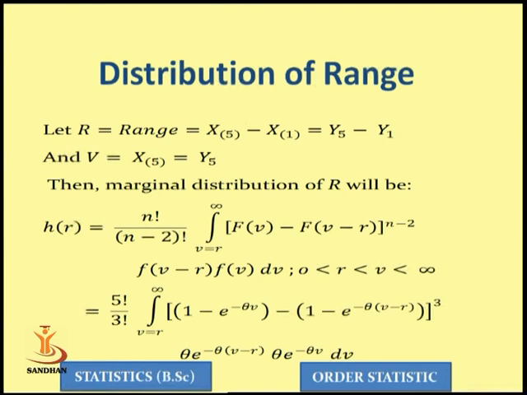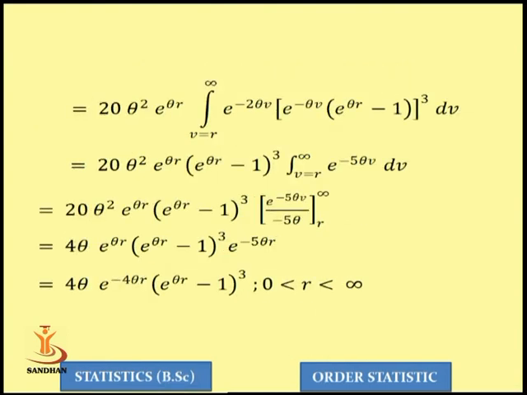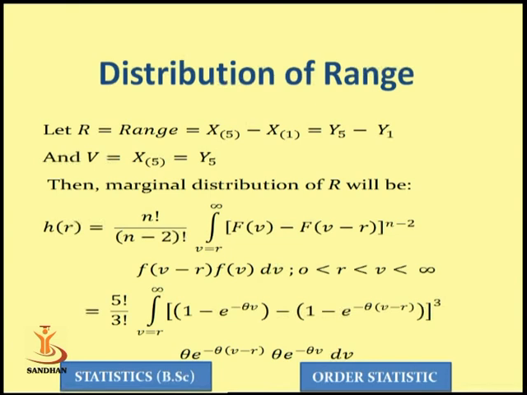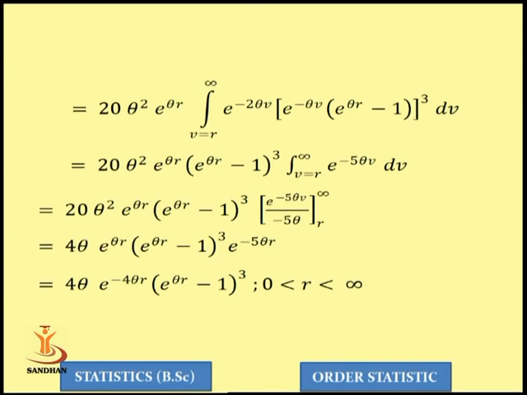So now simplifying this integration, some terms will get cancelled, and whatever terms do not involve v, we can take them out of the integration. So the terms which only consist of r and do not consist of v, we have taken out of the integration, and so it only remains to integrate with respect to e raised to minus 5 theta v. So integration over v, that is only for e raised to minus 5 theta v. So solving this integration, our final distribution of range in this case is going to be 4 theta e raised to minus 4 theta r times (e raised to theta r minus 1) whole power 3.